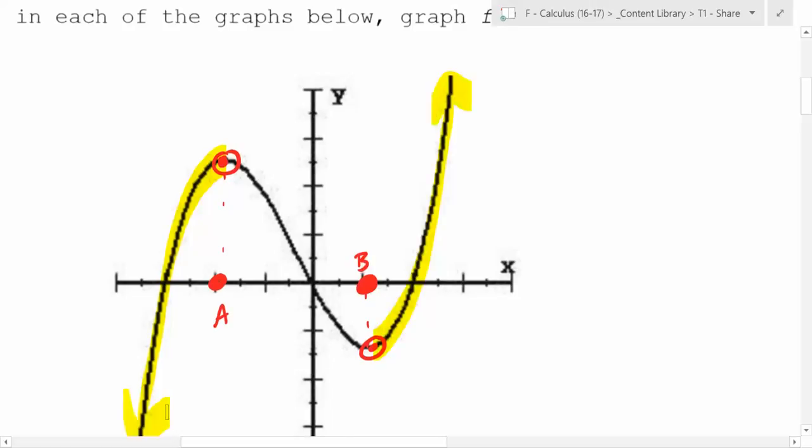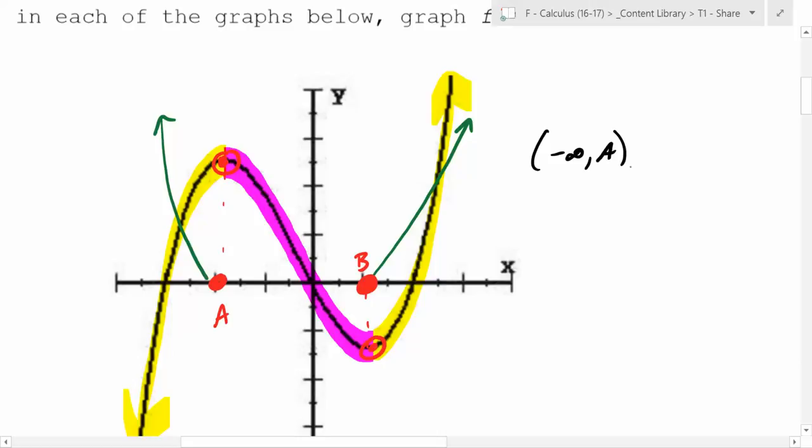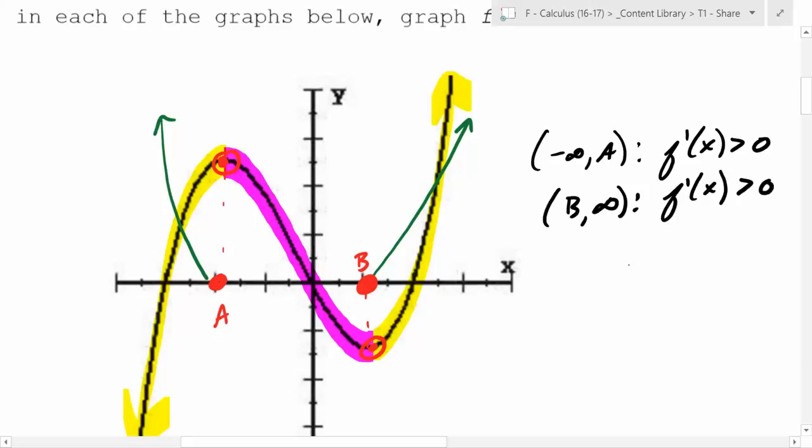So you know to the left of A and to the right of B, the derivative has to be above the x-axis or below the x-axis? Above. Positive means above the x-axis, right? So what do you know it's going to look like? Well, it's going to go down here, but then here it's going to go up. What can you tell me about the derivative from here to here? Negative. Yes, so from negative infinity to A, what do we know? The derivative is what? Positive. And from B to infinity, what's the derivative? Also positive. Why is that one positive?